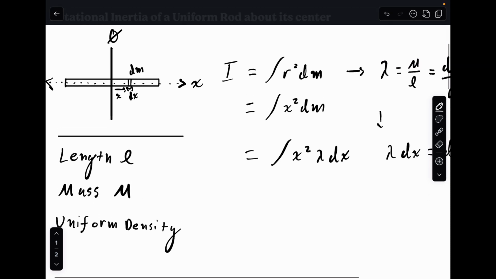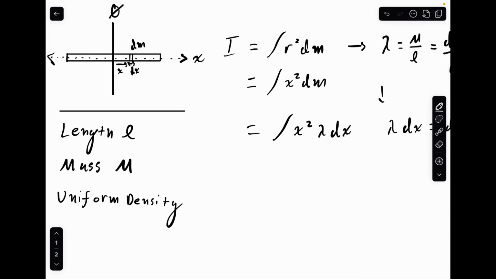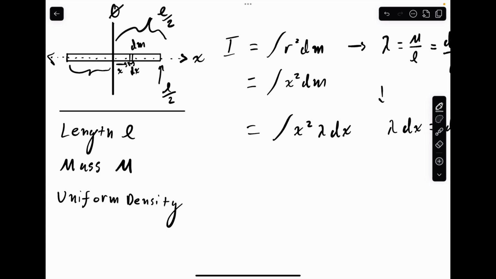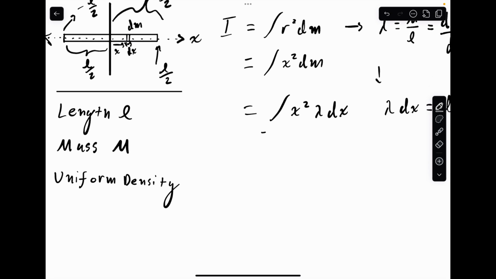So now you might be thinking, what are our integration bounds? Well, let's think. If this is a uniform rod and it's about its center, what is this point right here? If you said it's L over 2, you're right. Because if I take the length and divide it by 2, that's how long these segments will be. So this is L over 2, as is this segment, L over 2. But at this point, that is negative L over 2. That's how far away from the origin we are. So if you could guess, the integration bounds will be from negative L over 2 to L over 2.